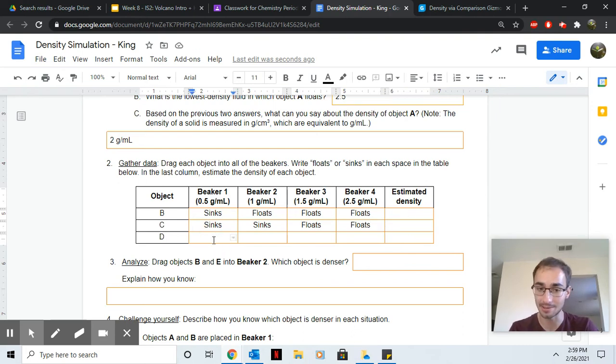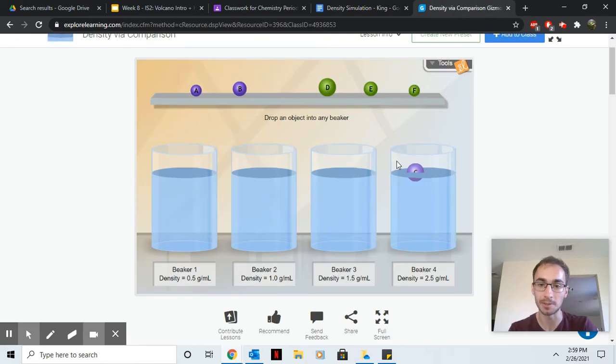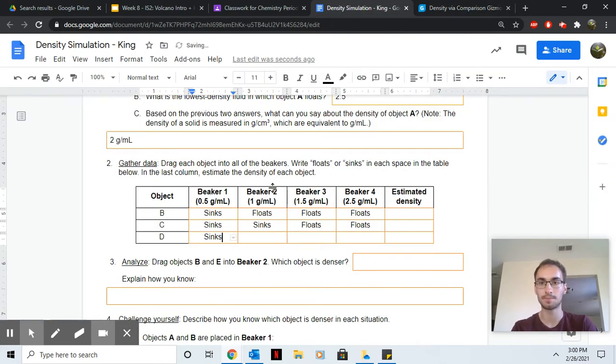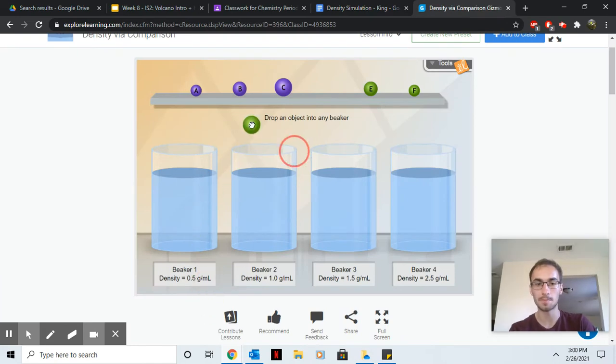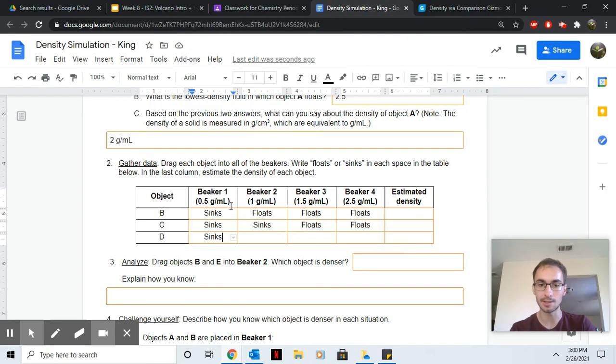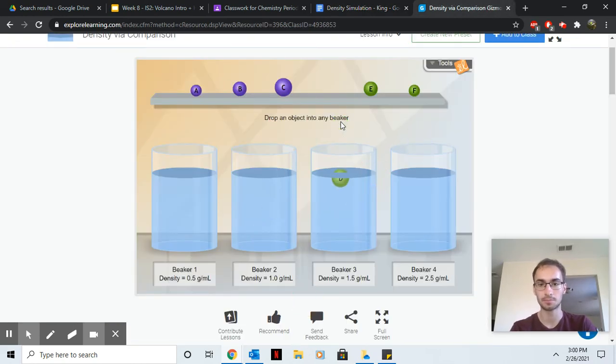D is a special case. I will show you what I mean. So I'm going to put C back on the shelf. Now D. D sinking. Let's check this one. Still sinking in 2. Ooh, it looks like it's almost sinking. So I'm going to see if it goes up. D is special because I push it down or up, it stays there. This one is the middle. It's not quite sinking and it's not quite floating. It stays in the middle.